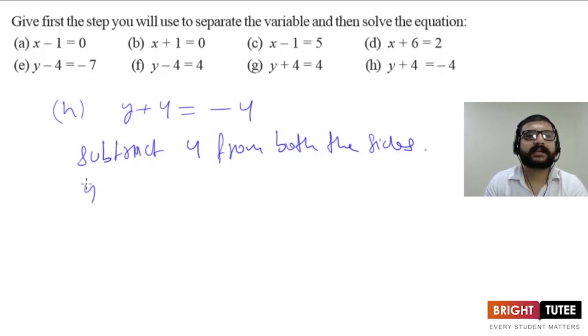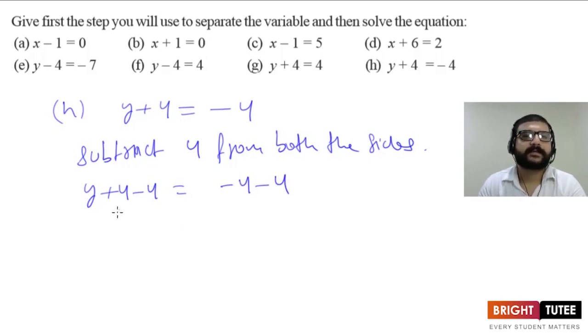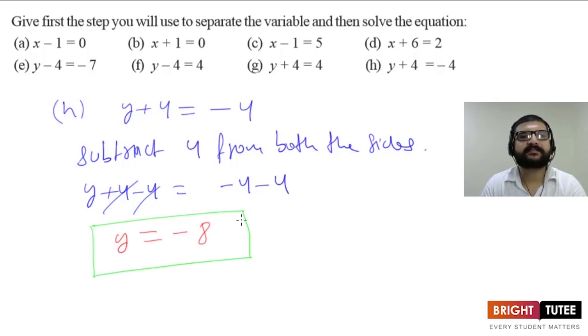Now by doing this we will get y plus 4 minus 4 is equal to minus 4 minus 4. Let's simplify this. Plus 4 and minus 4 will be cancelled out. So we are left with y on the left side, and minus 4 minus 4 will give us minus 8. Hence the final value of y or the final solution of the equation is y is equal to minus 8. So we have solved all the 8 parts of this question.